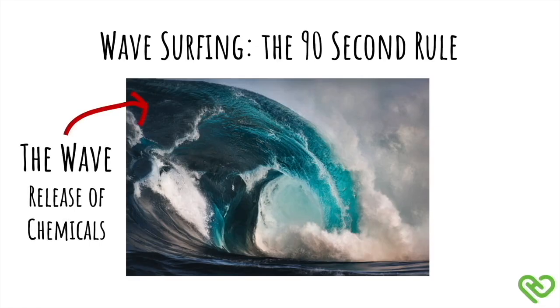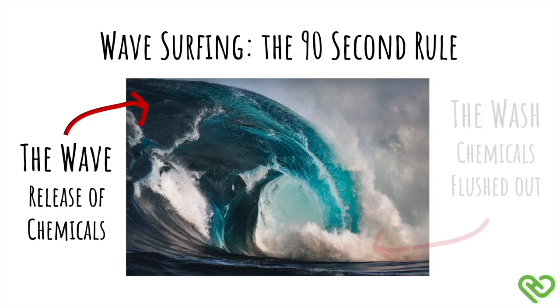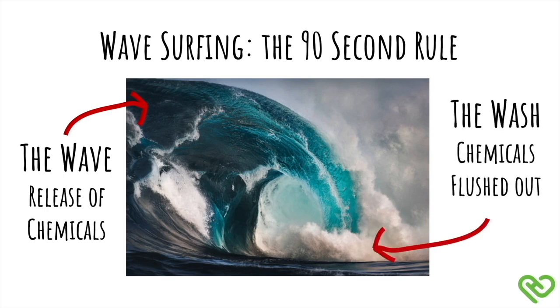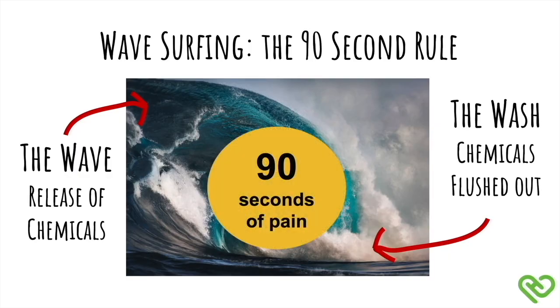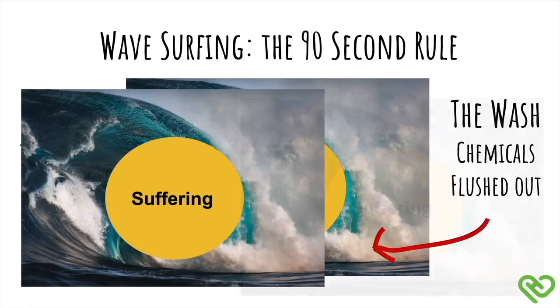The released chemicals are flushed through our system. During this time, we experience the physical sensations of the emotion, like anger. This is the wash. It takes 90 seconds for this wave to wash over us, during which we experience the pain of our emotion. Unless the actual event happens again, any emotion left over afterwards is due to us thinking about it over and over.